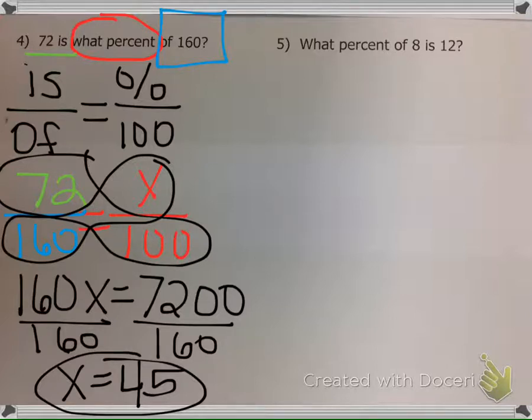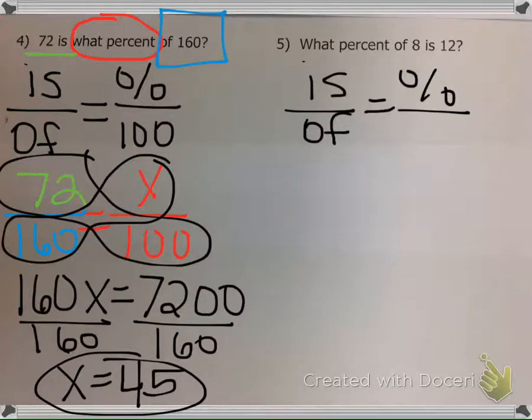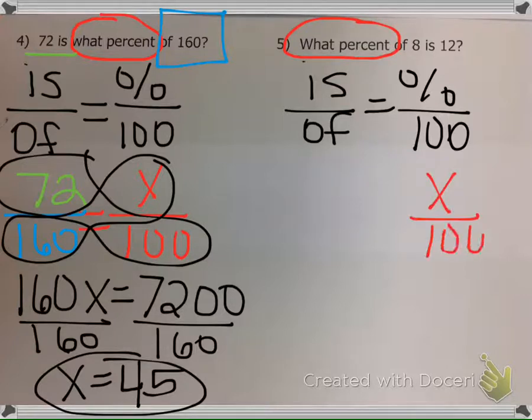Okay, the next one we have, what percent of 8 is 12? So we're going to use is over of, your part over whole equals percent over 100. The first thing to find is your percent. What percent? We don't know our percent, so that's going to be our x over 100. Of 8 is 12. Of 8, that's your whole, your of. And is 12, that's your part or your is. Okay, there's your proportion. And you're just going to cross multiply.